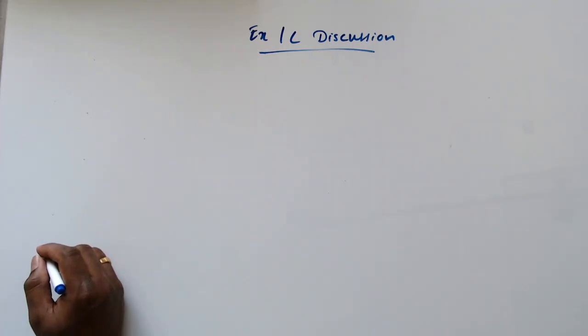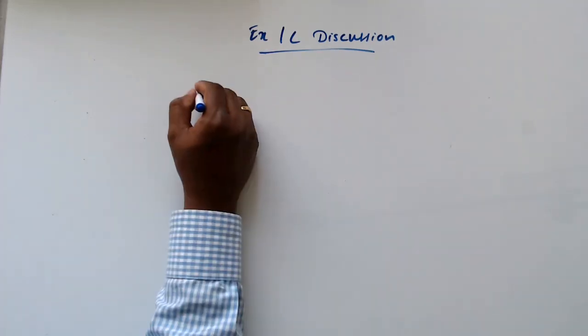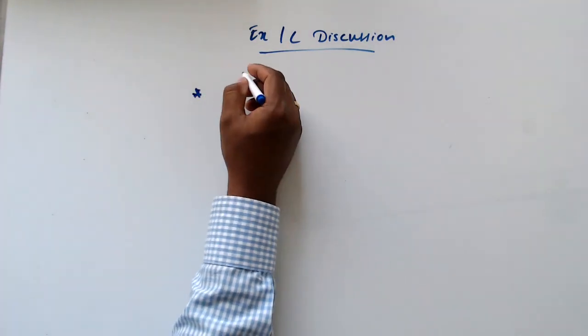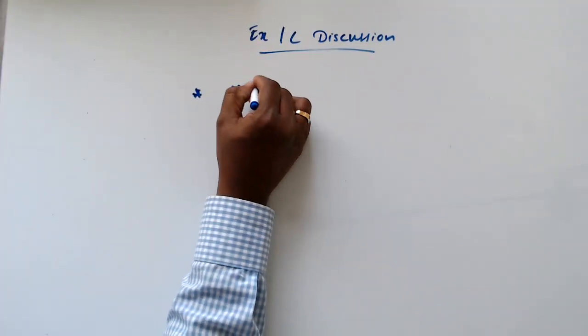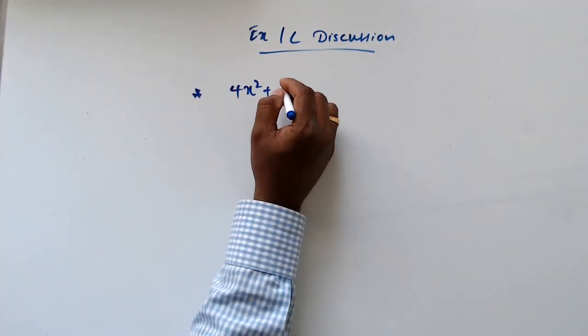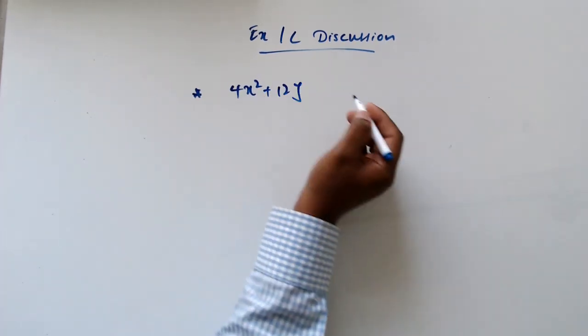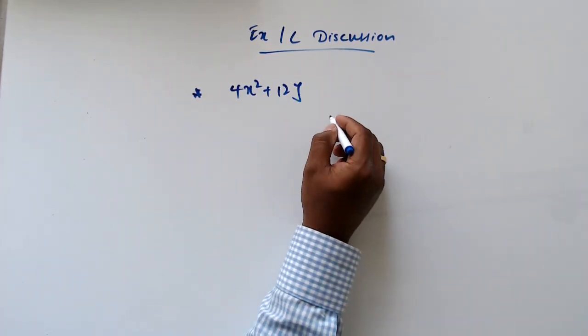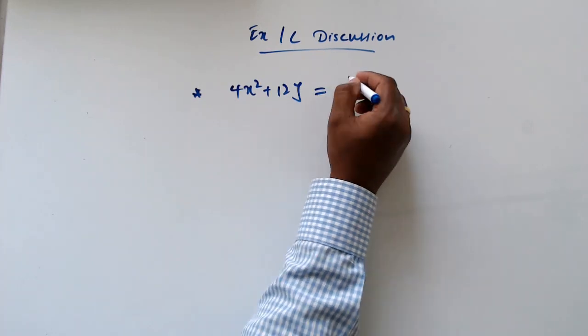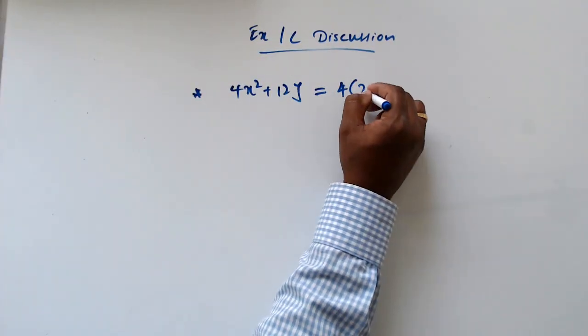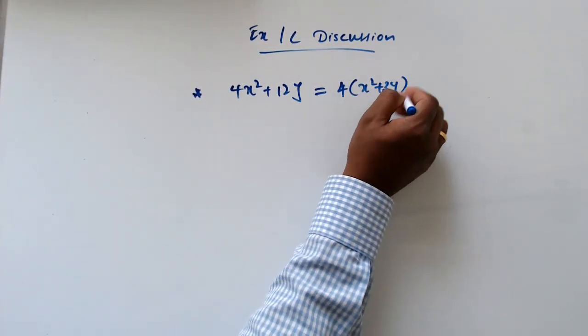Exercise 1C discussion. Factorizing. So let's see this one, for example, 4x square plus 12y. We know that we can easily factorize by taking 4 out. So 4(x square plus 3y).